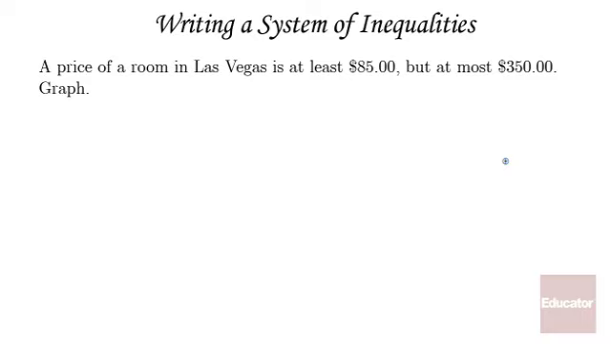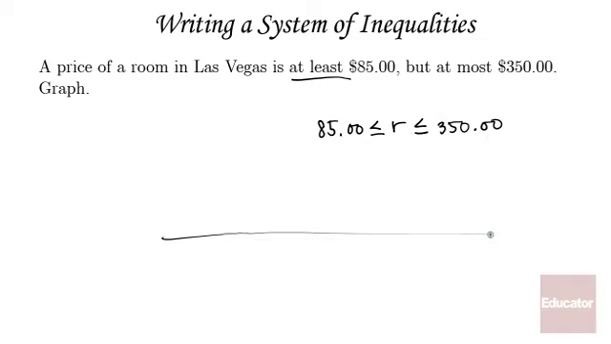The price of a room in Las Vegas is at least $85, but at most $350. So this is a little different from our last problem because it's saying it's at least $85, meaning it can include $85. So at the low end, we have $85, which could equal the room price. And at the most, it could also equal $350. So different than the last example, we now have the fact that they could also equal. And R falls in between the lowest and the largest value.